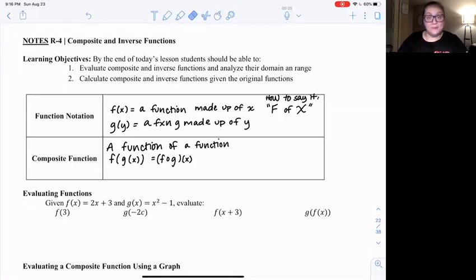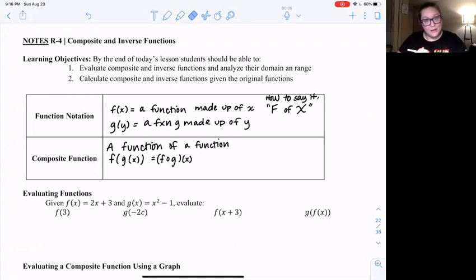Hi, welcome to video R-4, Composite and Inverse Functions. Today we're going to talk about evaluating composite and inverse functions and how to analyze their domain and range. And then we're going to talk about how we calculate composite and inverse functions given the original function.